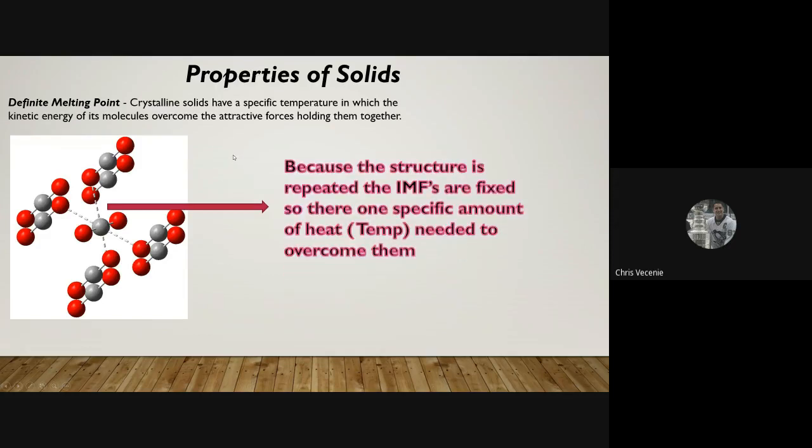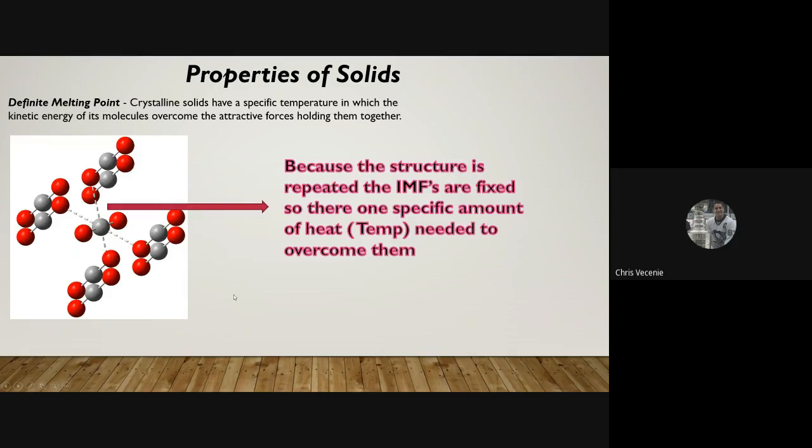Because the structure is crystalline and it's the same pattern over and over again, these IMFs are repeated over and over again. So there's a very specific amount of temperature, which is a reflection of heat, that it takes to shake these particles hard enough that they will break apart. The solids are vibrating, and as you add heat, they vibrate more, and eventually they vibrate so hard that they have enough energy to break the intermolecular force holding those two things together.